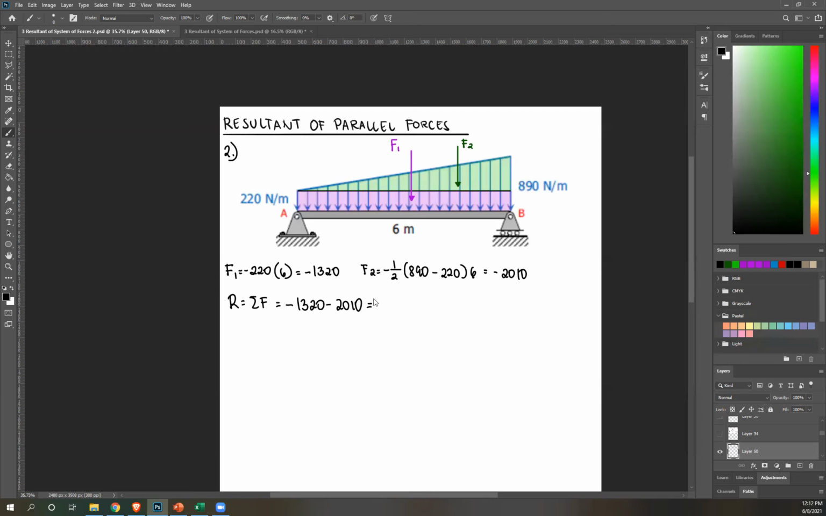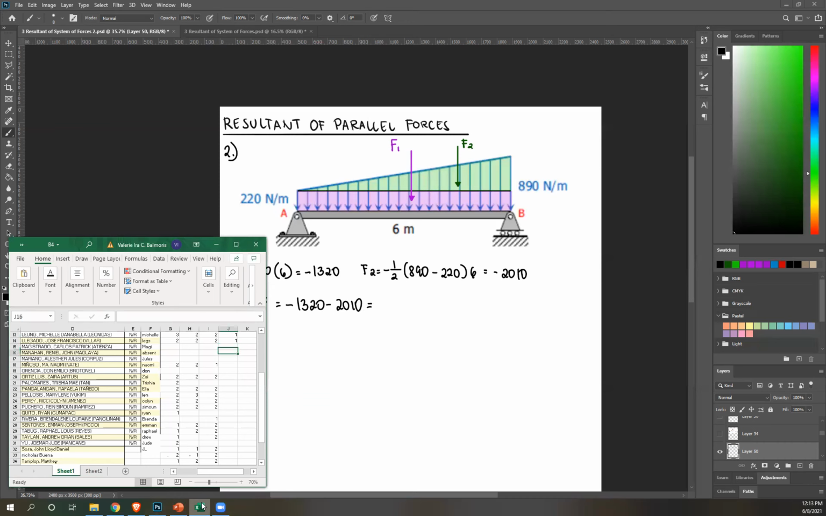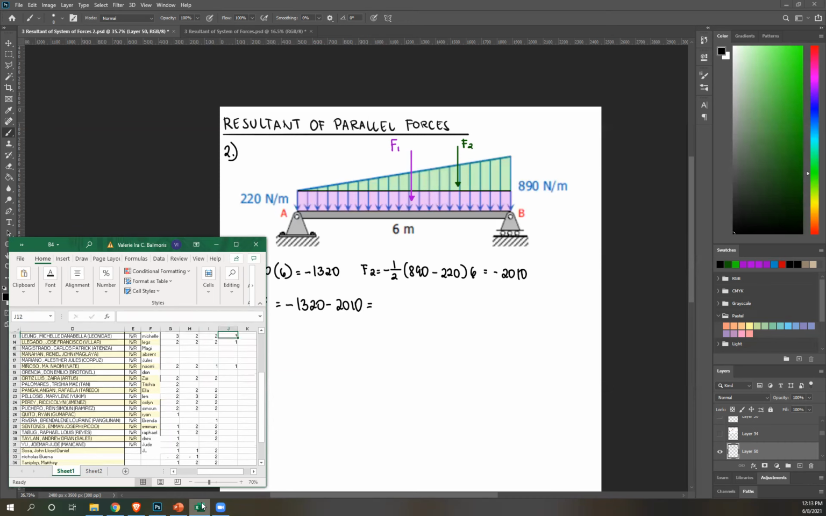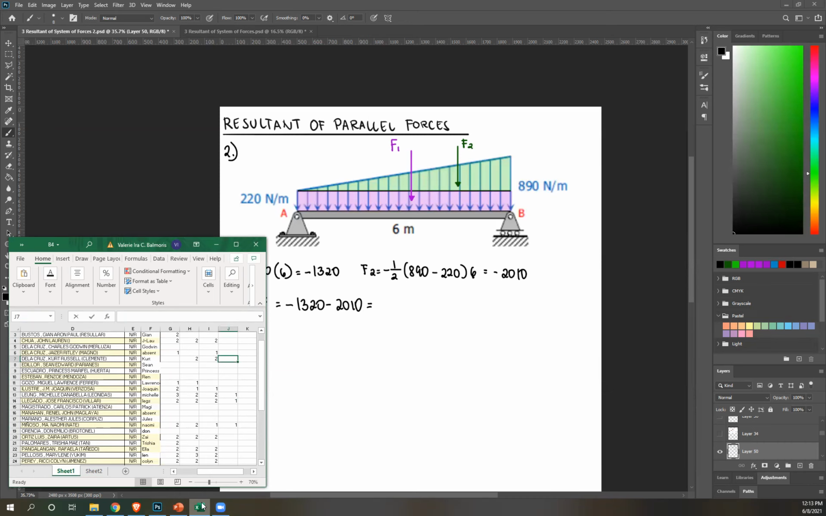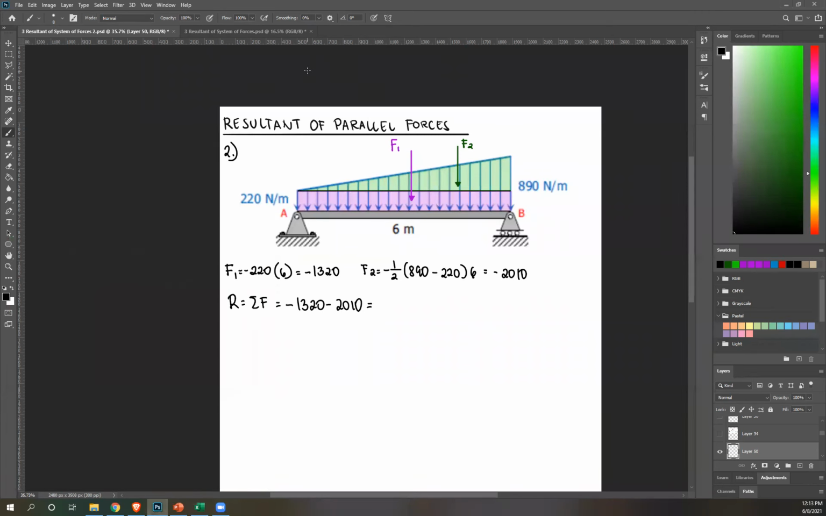Very good. It's negative 3,330. Correct, Kurt and Naomi. So De La Cruz and Munoz. Negative 3,330. Unit, don't forget, our unit of force is newtons.